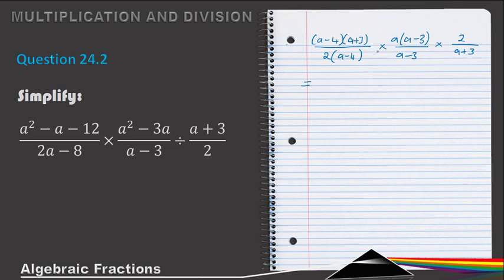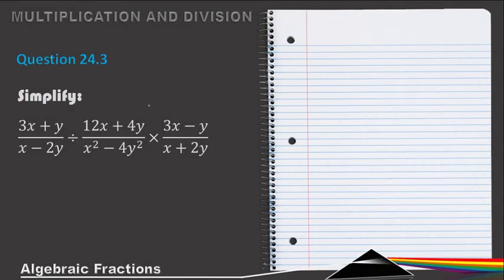Now I'll start by cancelling. We can only cancel top and bottom, so a minus 3, those cancel. We've got an a plus 3 over here, and here we've got a minus 4, and we've got 2's. So basically all that's left is this a, and that's our final answer.